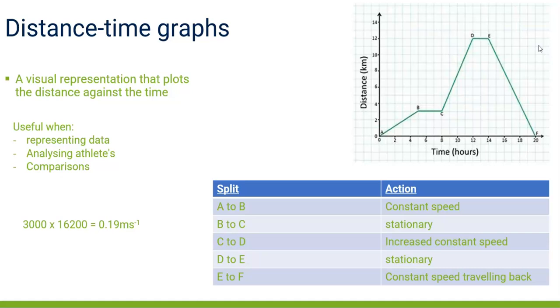Moving on, from point B to C, the object is stationary as the gradient is 0. From point C to D, there is a bigger increase in speed as the gradient is steeper than the first. Then from point D to point E, the object is stationary again. There is then a constant speed travelling back to the starting point.